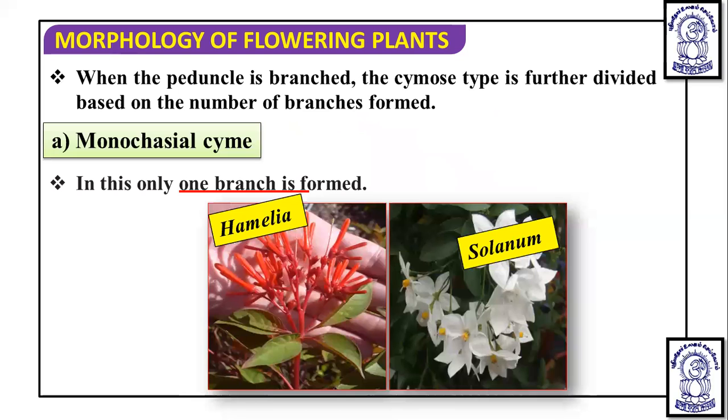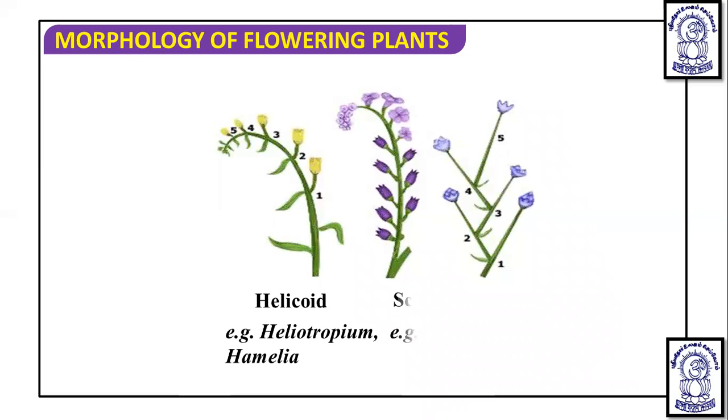So if we talk about here, then suppose this is the peduncle, it terminates into the flower and it forms one branch, and that also terminates into the flower. And this is the older one, this is the younger one. So the younger ones are towards the periphery, so it is known as centripetal arrangement. Now, if one branch is formed, then it is a monochasial, and one flower is on the branch. But monochasial is of two types, that is helicoid and scorpioid.